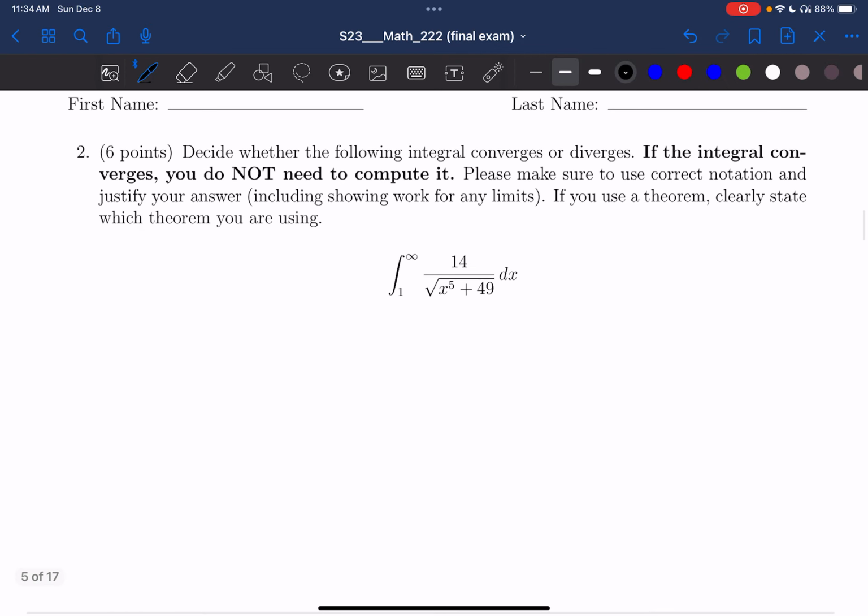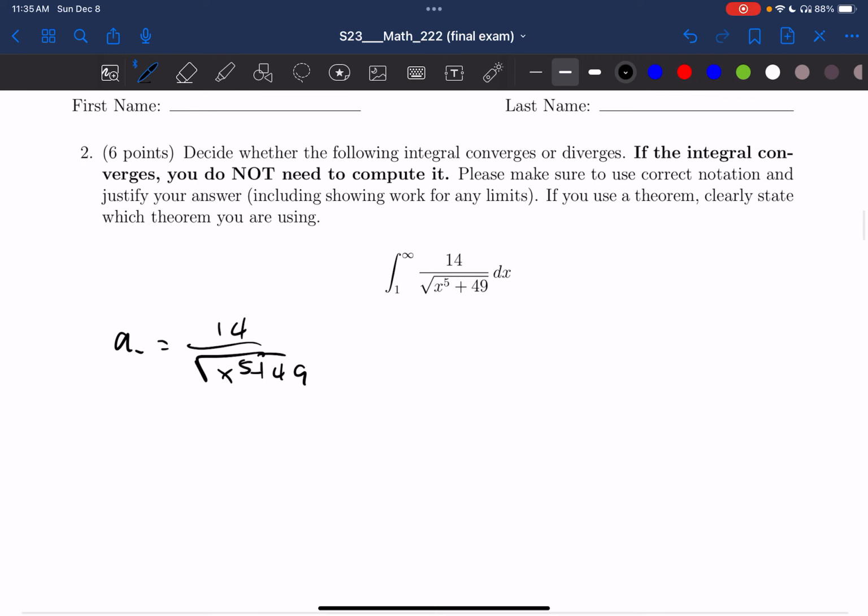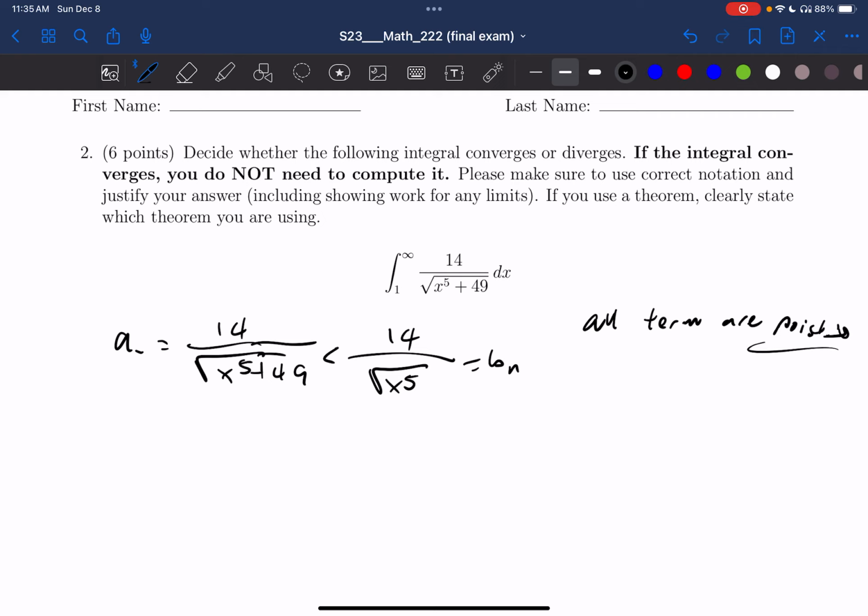Decide whether the following integral converges or diverges. We do not need to compute its value if it converges. Okay, so this right here is a pretty basic comparison test, it seems. So if we do 14 divided by x to the 5th power plus 49, if we said this is a_n, this would be less than, actually if we compare it to this, x to the 5th power, this will always be greater. We can say all terms are positive.